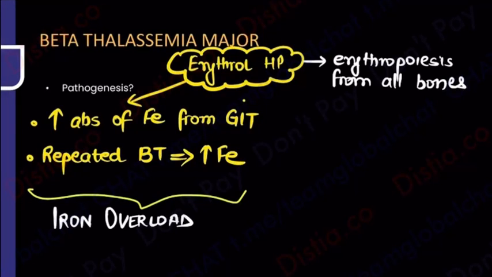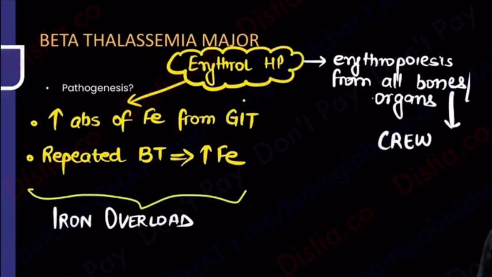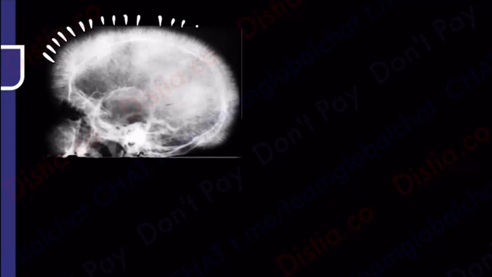Now the erythropoiesis is going to happen from all the bones, and not only from all the bones, it is also going to occur in many organs. So please remember, because it occurs from all the bones, this results in a very famous appearance of the skull, that is a crew cut appearance of the skull. And now you'll ask me, how does a crew cut look? Yes, you can see the crew cut appearance of the skull, which is very famous.